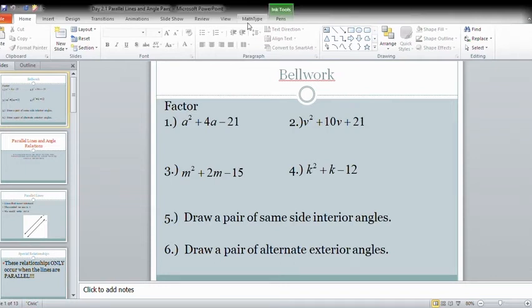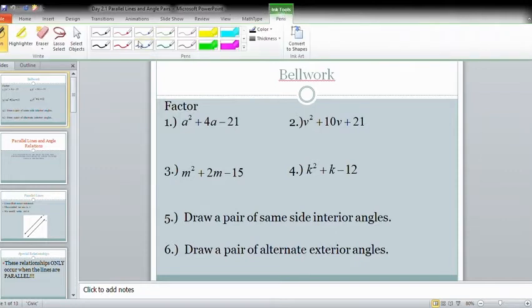All right, welcome to day 2 of Angle Relations, Unit 2. So we're talking about parallel lines and angle relationships today. But first, we're going to do some review on some factoring.